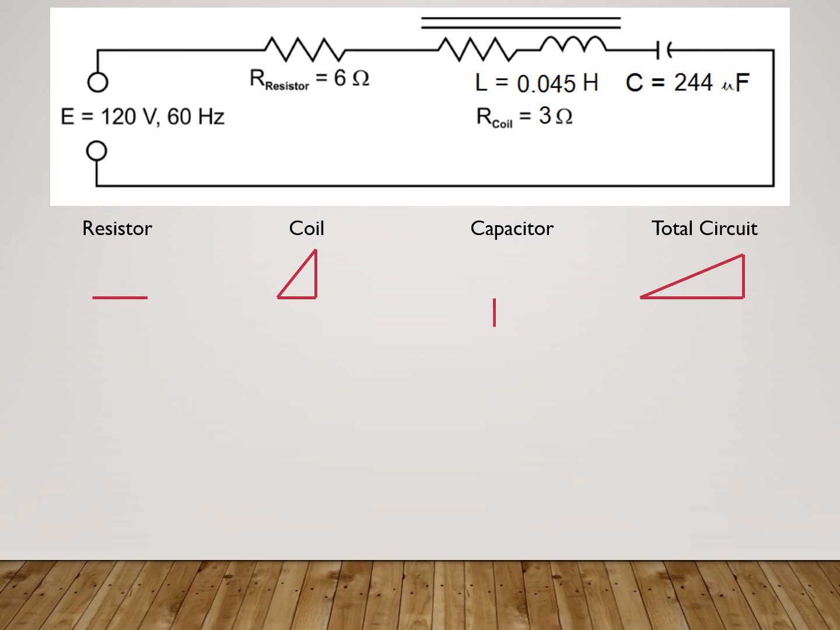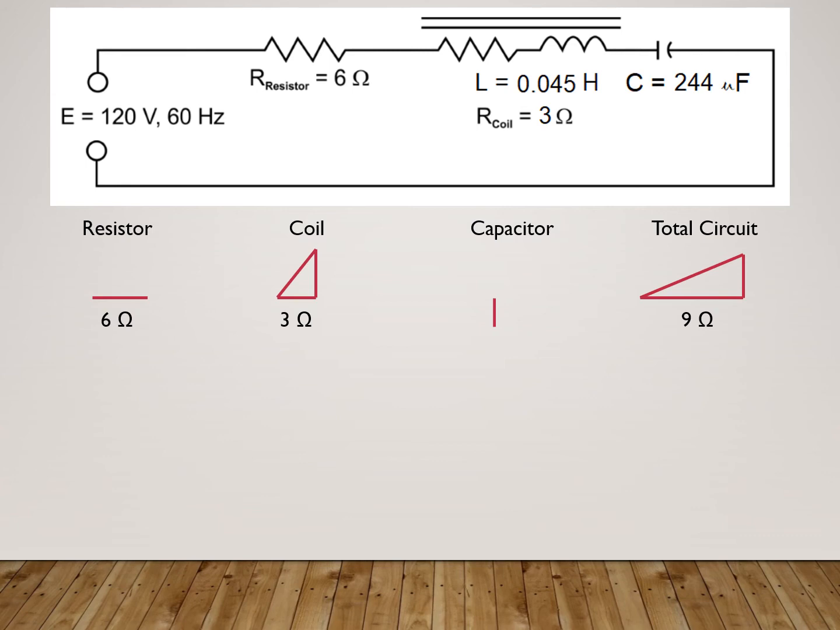When it comes to the impedance diagrams, I follow the same pattern. First thing I want to do is put down all my known values. Now I always want to follow the same lines. So first I'll do all my resistances. With a 6 ohm resistor, 3 ohms resistance inside the coil, I know that my circuit total will have a total of 9 ohms of resistance.